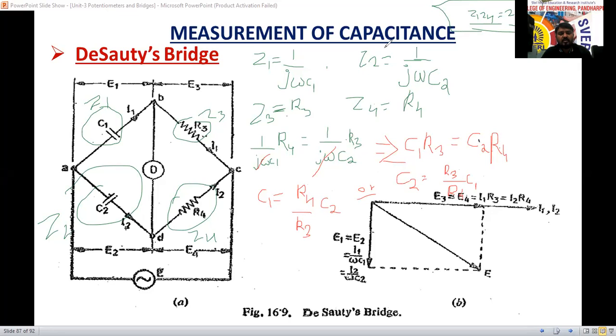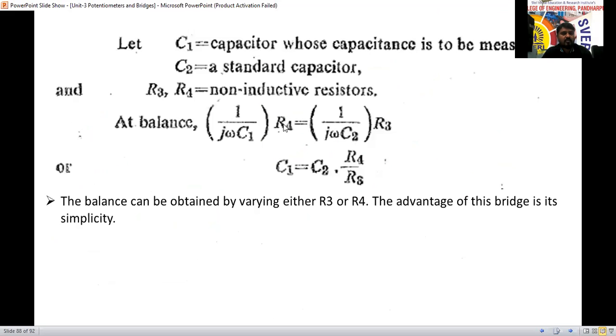The same thing we have derived here, and at the balance condition the equation came here. So C1 is the capacitor whose capacitance is to be measured. C2 is a standard capacitor. R3, R4 are non-inductive resistances. At balance condition, Z1 equal to 1 by j omega C1, and Z4 equal to R4. Z1 Z4 equal to Z2 Z3. Z2 equal to 1 by j omega C2, and Z3 equal to R3. j omega gets cancelled here. C1 into R3 equal to C2 into R4. By doing this, we get the formula for the unknown capacitance, C1 equal to C2 into R4 by R3.